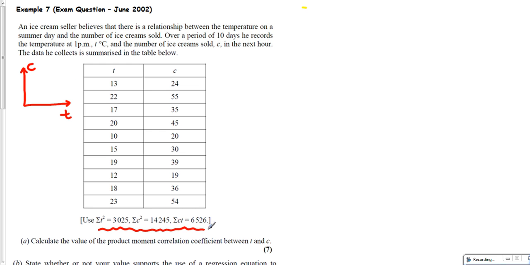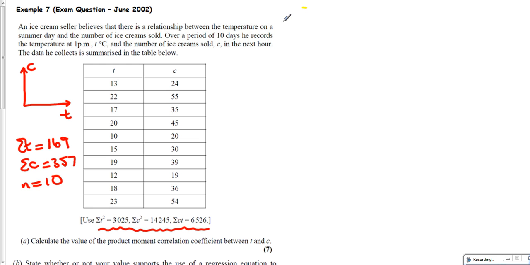It's not all the things we'll need, but it's a lot of it. I think the other statistics we might need would be the sum of T. And if you quickly add that up, I think that adds up to 169. And I think we'll also need the sum of C. That's 357. And we know that he's done this survey over 10 days. So we've got to calculate the PMCC first of all.